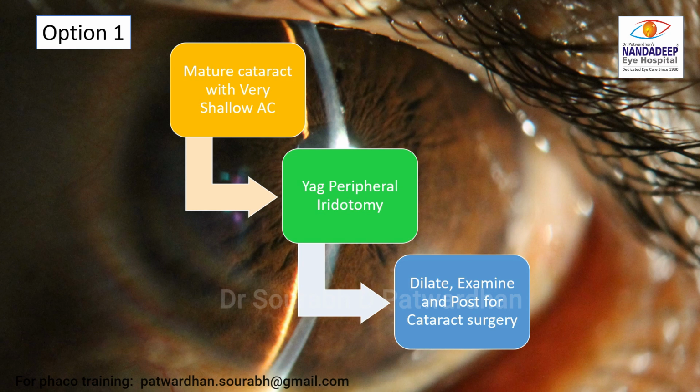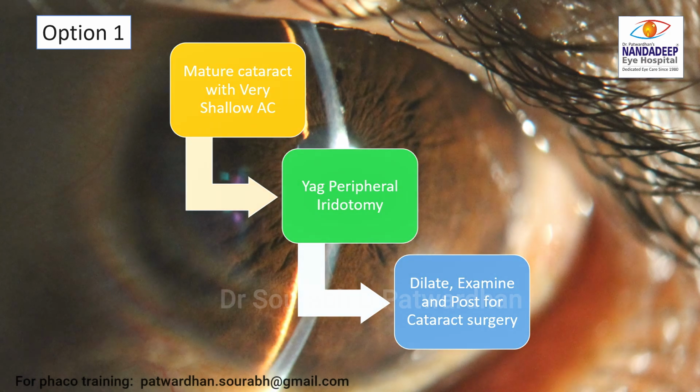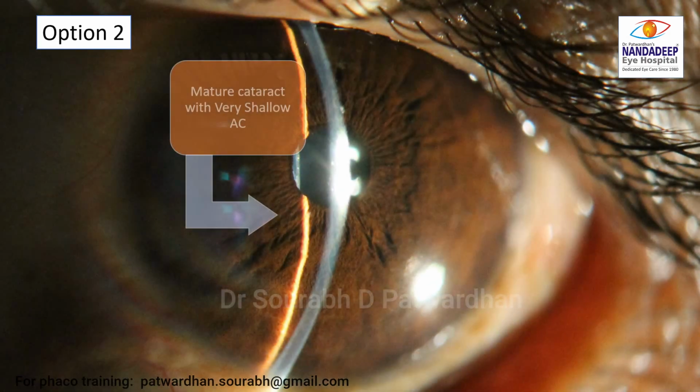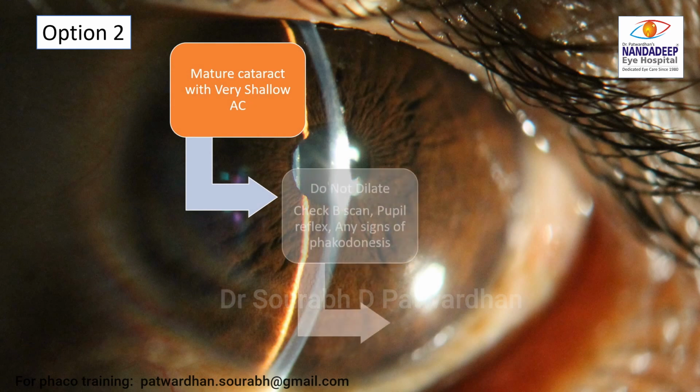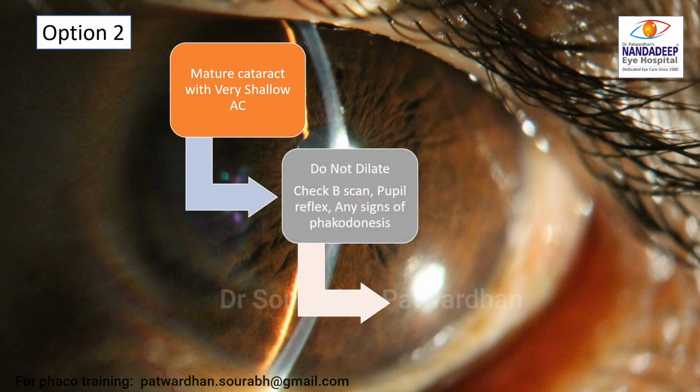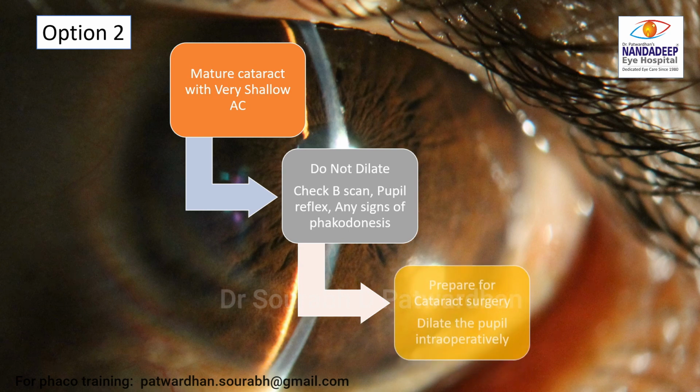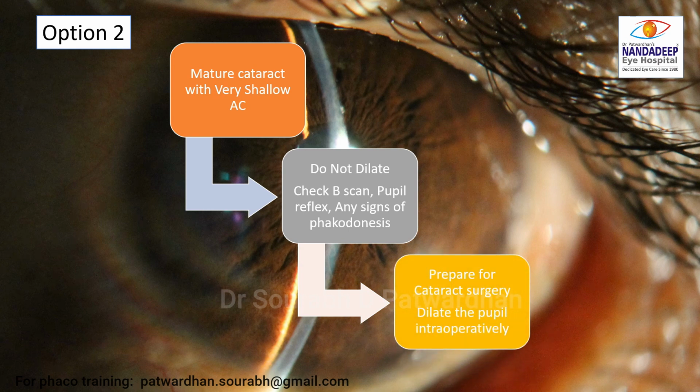But at times we may have to proceed with early surgery and the patient may not be ready for an additional laser procedure. In such cases, if the anterior chamber depth is very shallow, say less than 2.4 mm, do not dilate these patients. Check B-scan, pupil reflex and any signs of phacodonesis just to get an idea of the cataract, and then prepare the patient for cataract surgery and dilate the pupil intraoperatively.